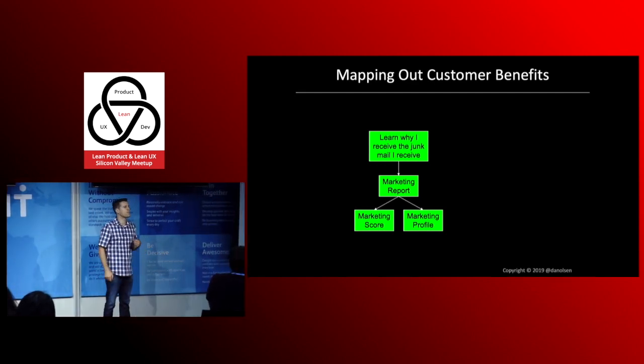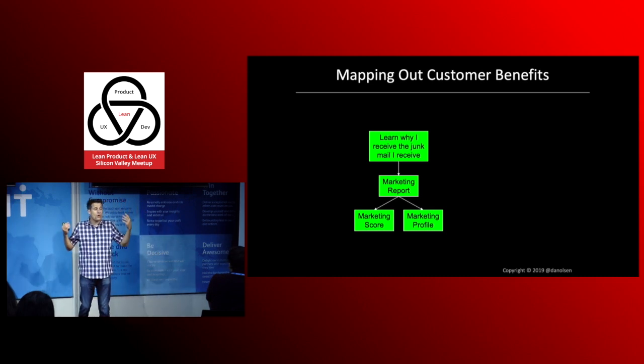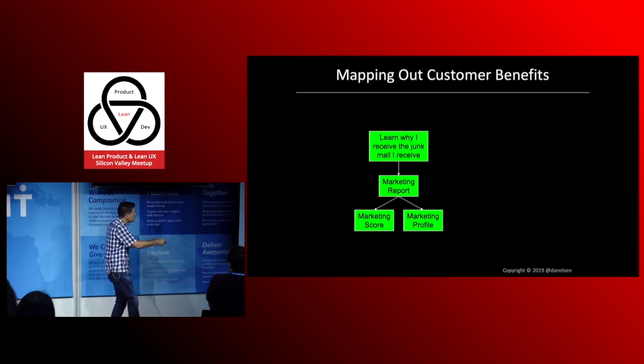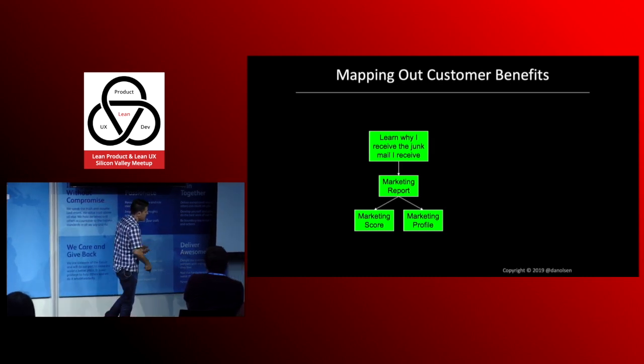The top solution idea was a marketing report, which was like a credit report. So it had a marketing profile, like Dan has a cat, Dan has two kids, Dan has a house. And then a marketing score, which was like a credit score, like, the higher, the better kind of a thing. That was the core idea, core problem and core solution feature idea that we had.